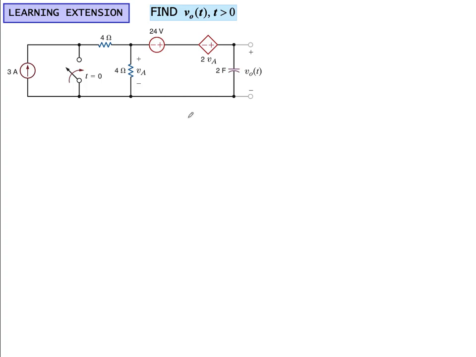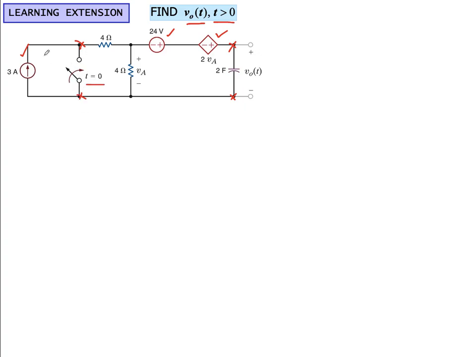Let's continue our discussion. So now we're going to look at another example. Here we need to find v_o(t), which is the output voltage across this element for t greater than 0. We can analyze the circuit: it has one voltage source, one current source, and one voltage dependent voltage source. For t less than 0, the switch over here is open, and at t equal to 0, the switch will then be closed.